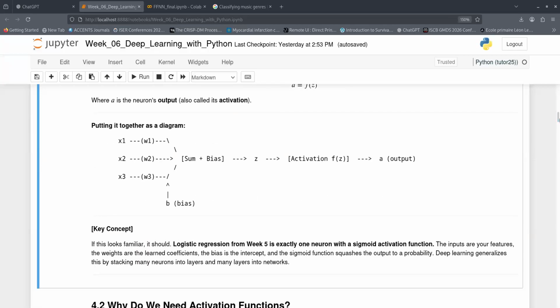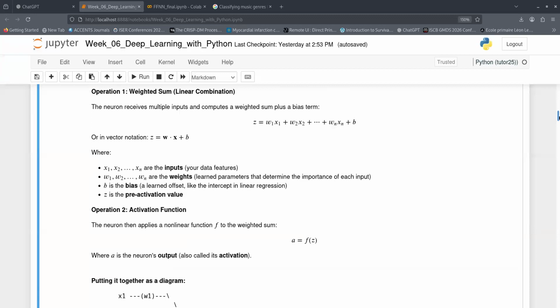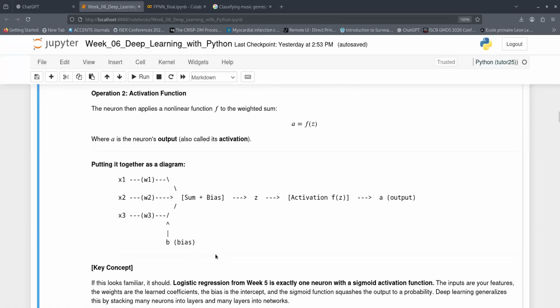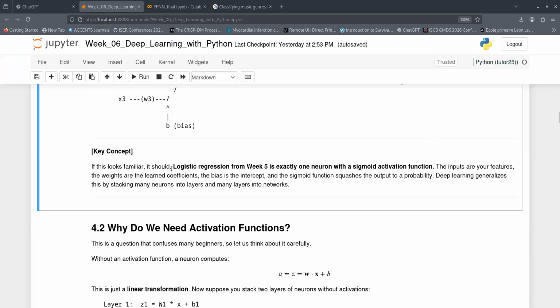Now the diagram, this is very important. For each input, which are the features here, you have the weight. This forms what we call our Z, the Z that we have seen, the weighted sum. And always a bias. And then we apply the activation function, which gives us an output. So we have the key concept here.